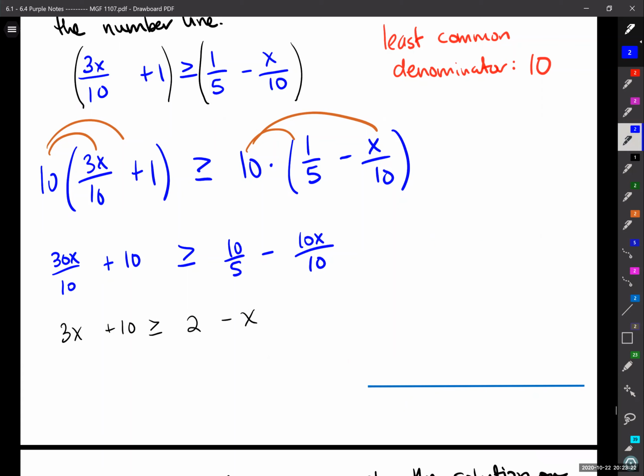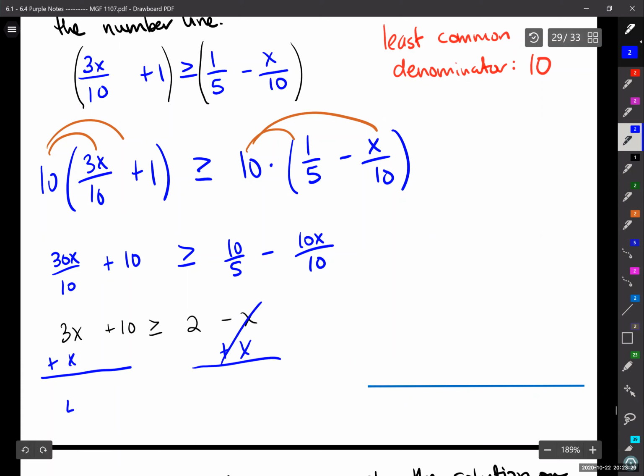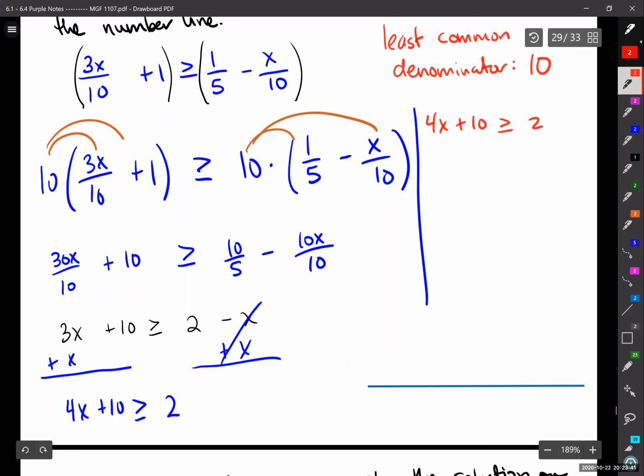X is to one side, numbers to the other, so we'd add an x to both sides. 4x plus 10 should be greater than or equal to 2. Rewrite that. We're going to subtract 10 from both sides.